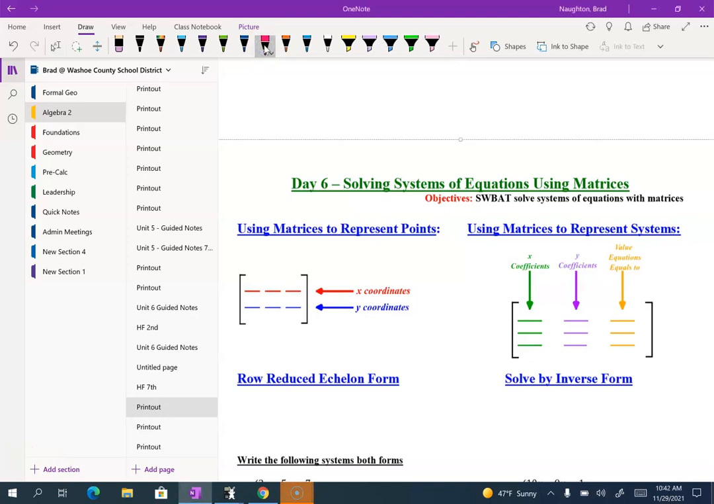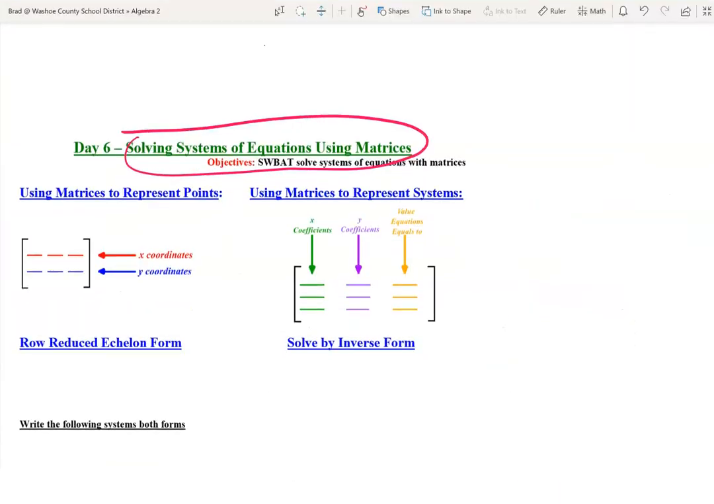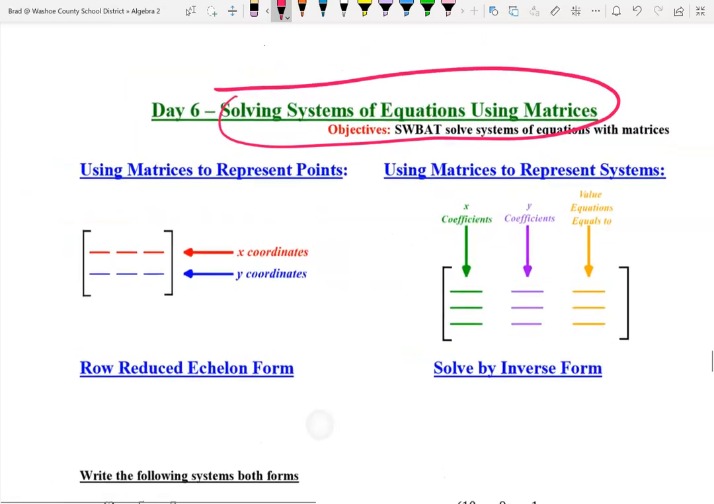We're on day 6. We're going to show you how to solve systems using matrices. Now we've done this in the past, and when we did this in the past, you guys used, I want to say, substitution and elimination. Matrices are so much easier.